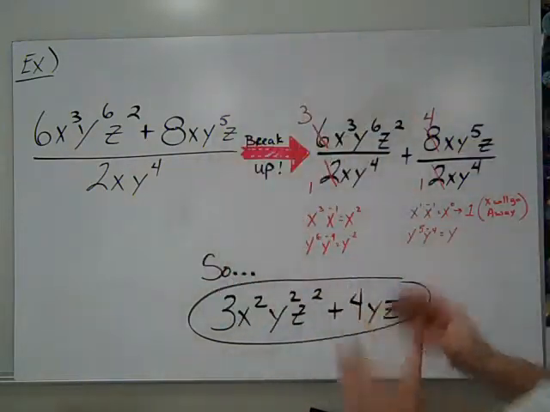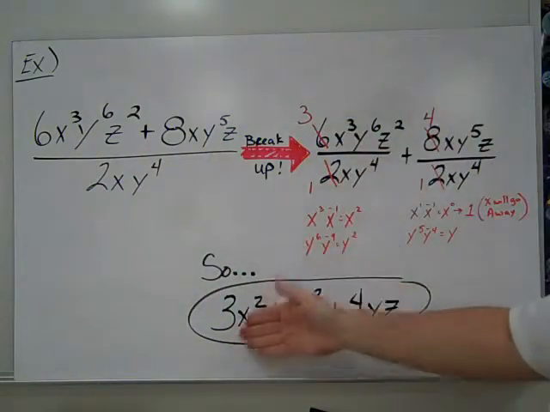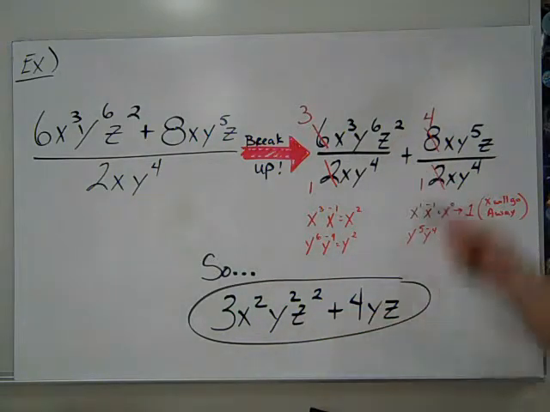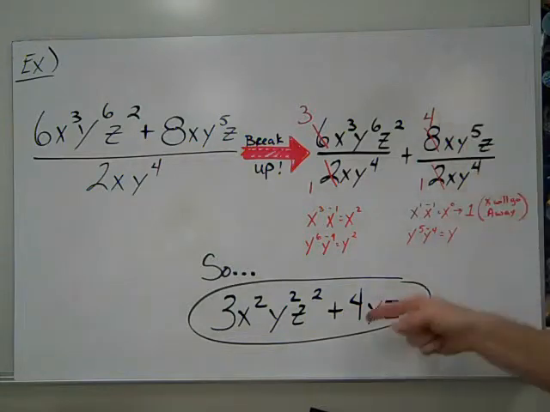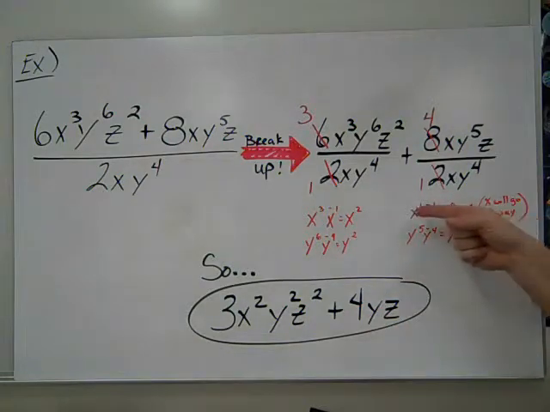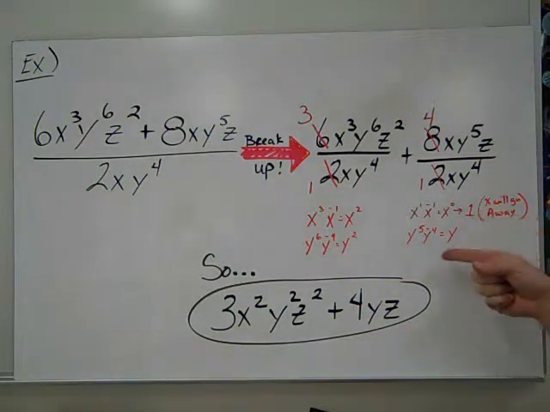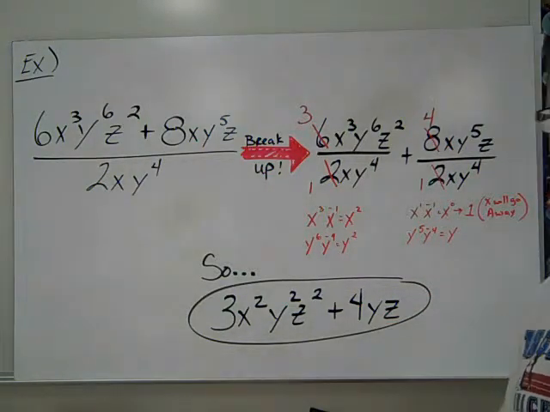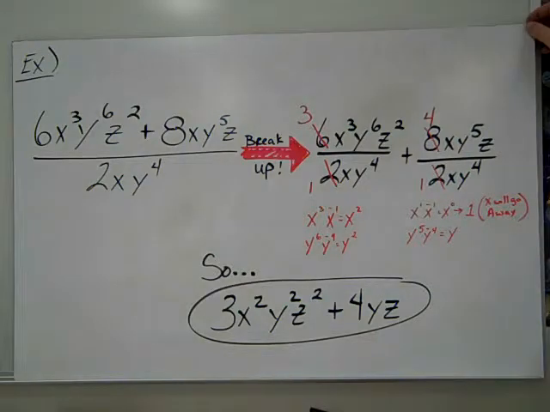So now we put this all together. We're left with a 3 here. We're left with x squared, y squared, and our z squared just comes with it. Same with the other side. We're left with a 4. We're left with no more x's because x to the power of 0 went to 1. We're left with 1y and 1z. And that's our answer for that example.